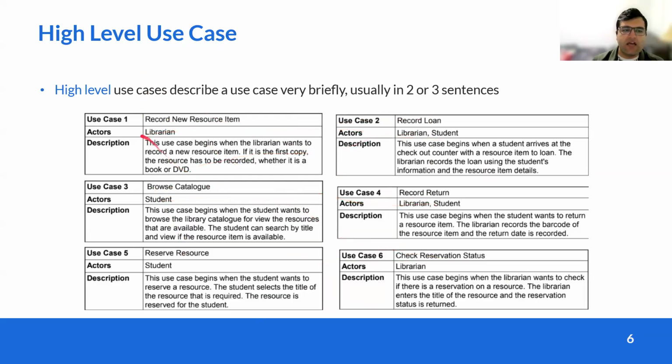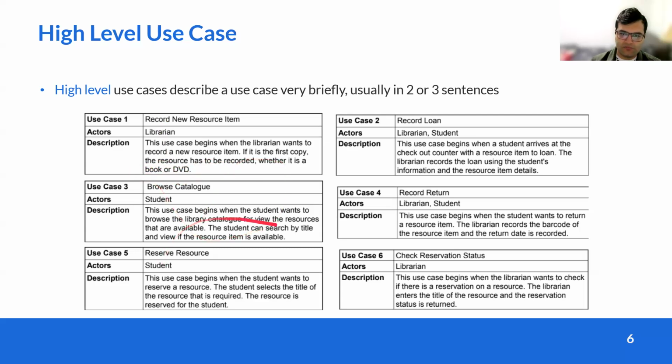Who can carry out this action, and what is this action? Okay, so record new resource item. This use case begins when the librarian wants to record a new resource item. If it's the first copy, a new resource will be recorded, whether it's a book or a DVD. So now we know what a resource item is. Okay, it's either a book or a DVD.